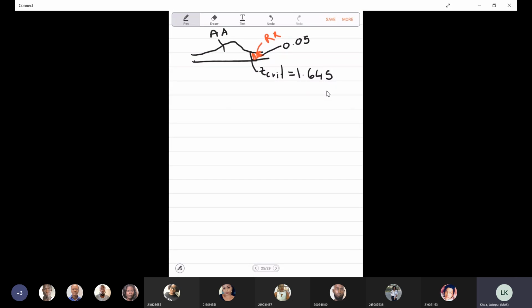Okay, so now that we have that, we need to state the rule. With the rule, we will reject H naught if the Z that we calculated is greater than 1.645.